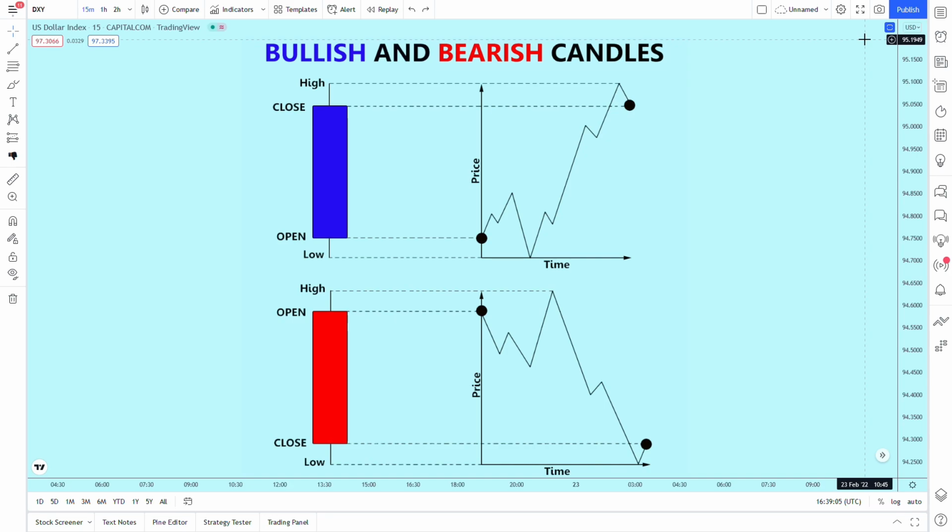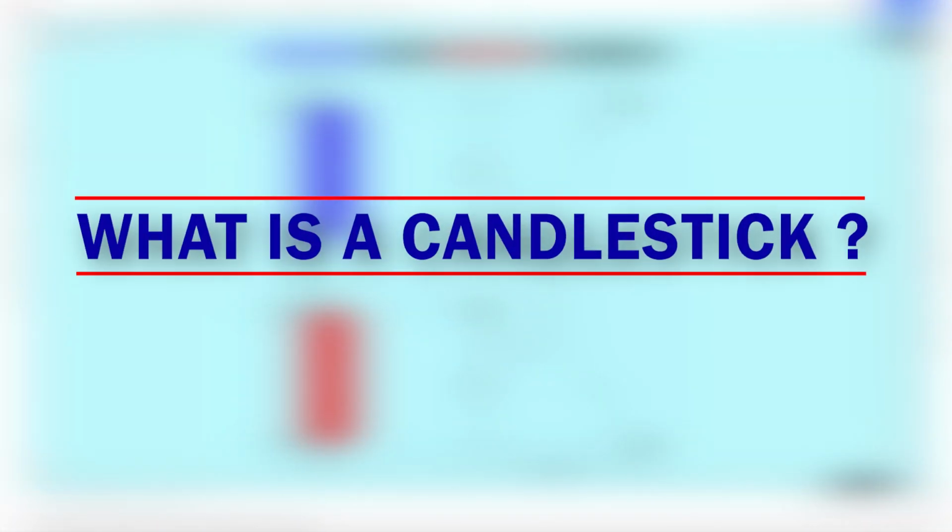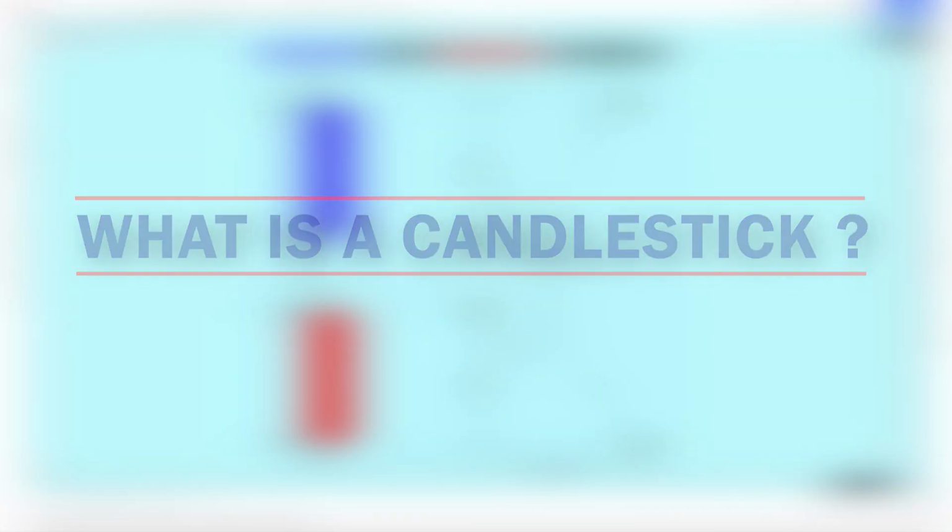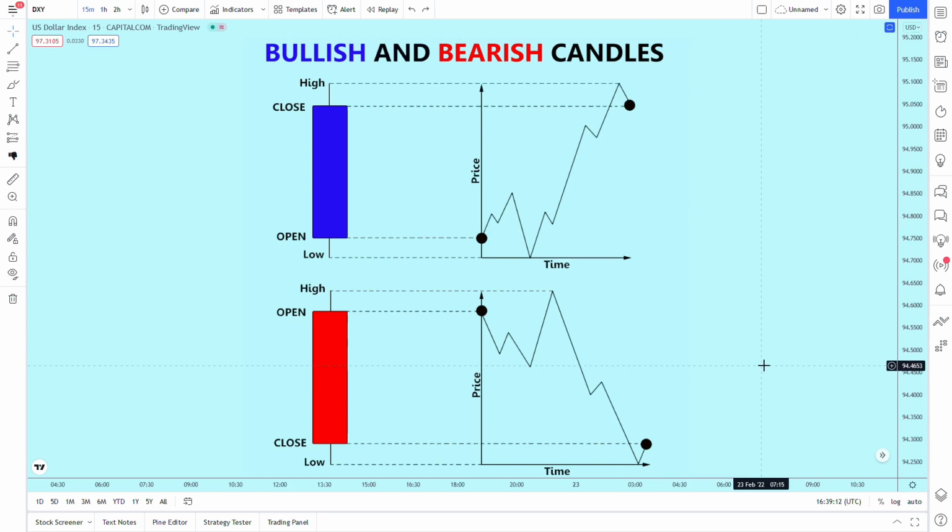So first of all, let's answer the question, what is a candlestick? We have two types of candlesticks, bullish and bearish. But what do they mean? Candlesticks represent price movements within a certain period of time. For example, this candlestick can represent price movements within 1 hour or 2 hours or 1 day or 15 minutes. That depends on the time frame you choose.